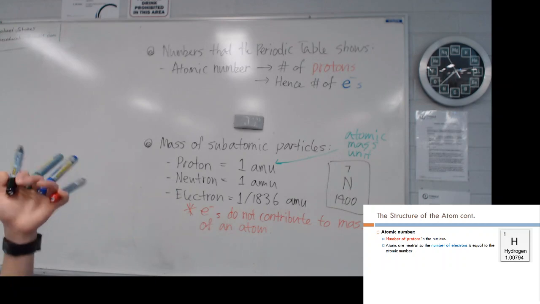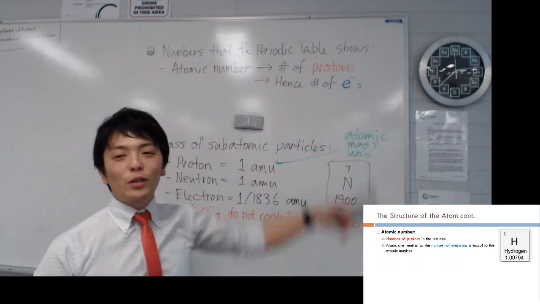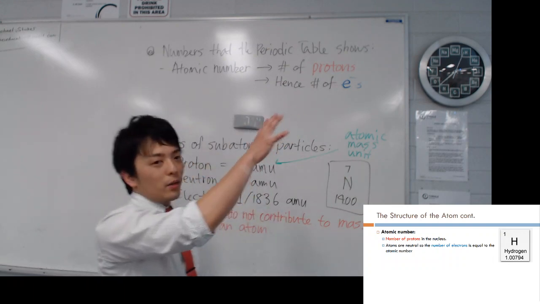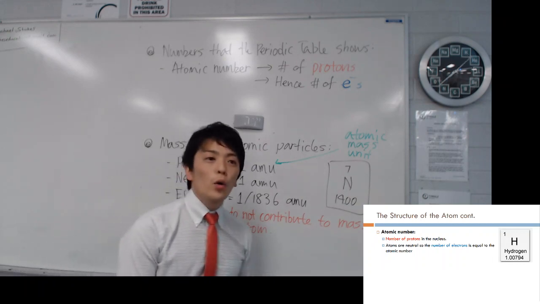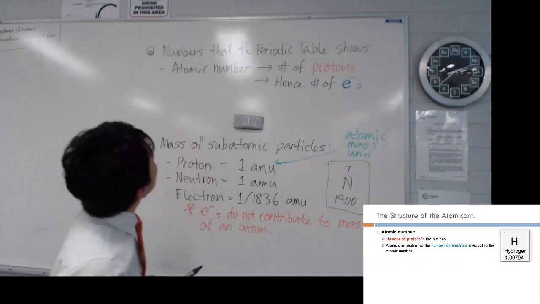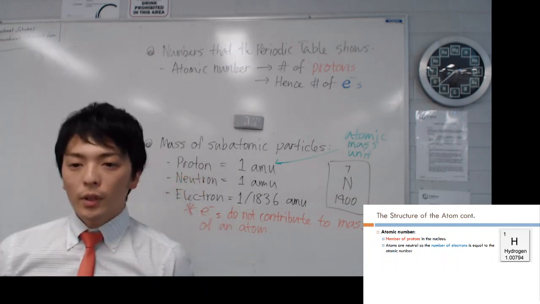I'm using different colors here, not according to the importance of them. I just usually associate positive particles with red, negative with blue, and neutral with green as well. That's atomic number.